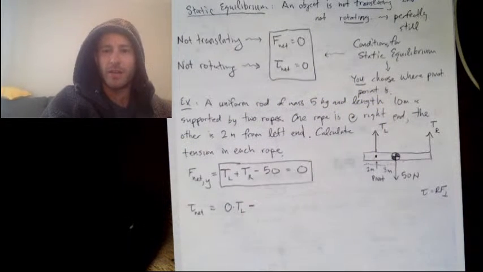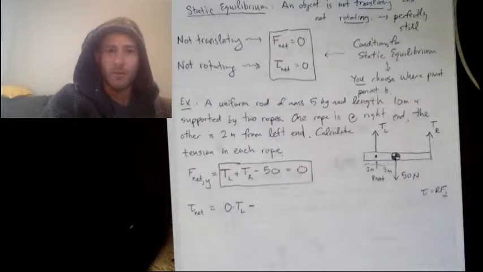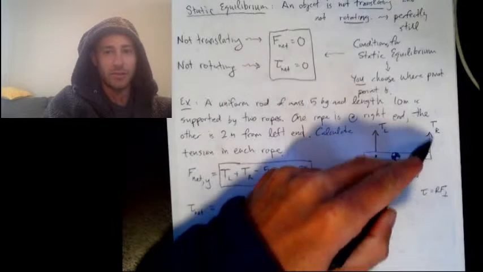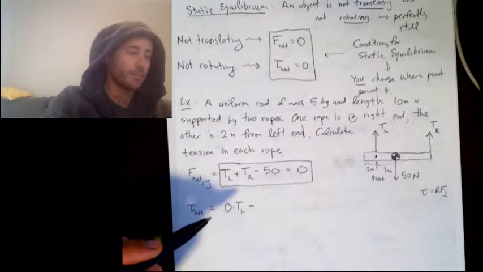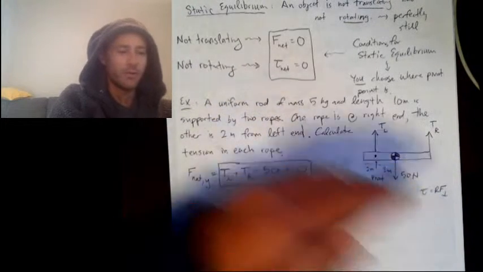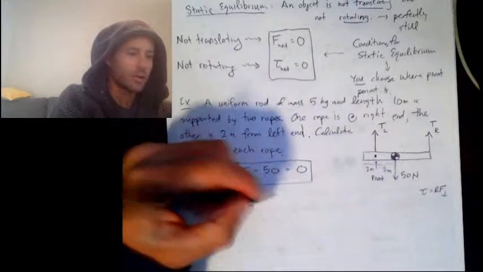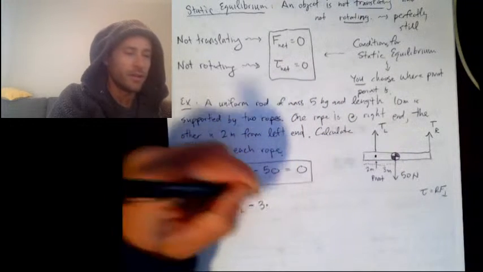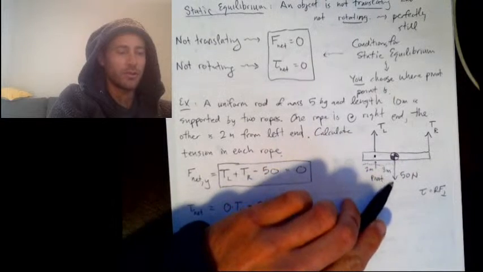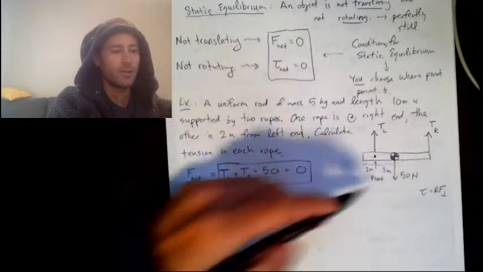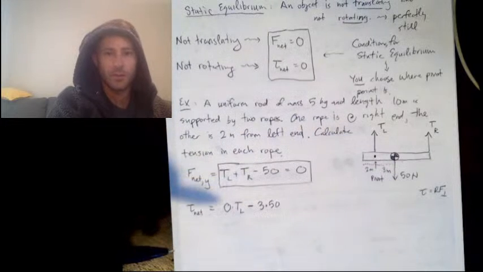Type it into the chat if you know what is the R value you should use for the tension due to the right rope. Okay, so while I write this down, so the R value for the gravitational torque is 3, and the gravitational force is 50. It's already perpendicular, so I don't have to worry about trigonometry.